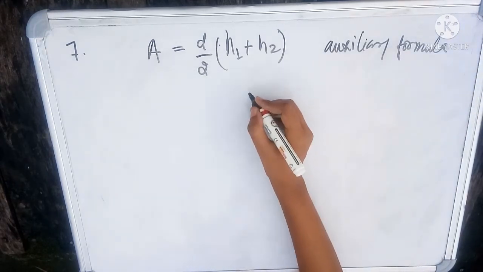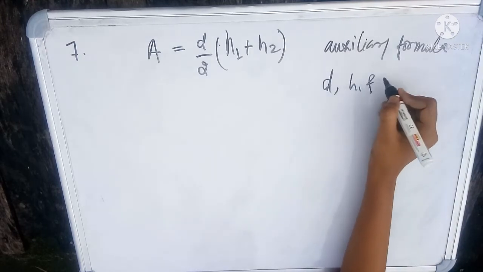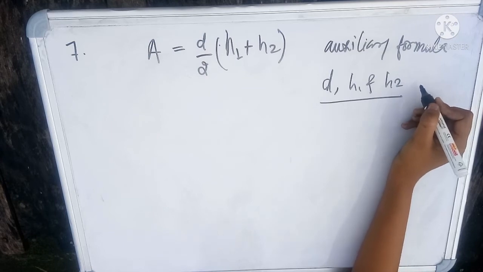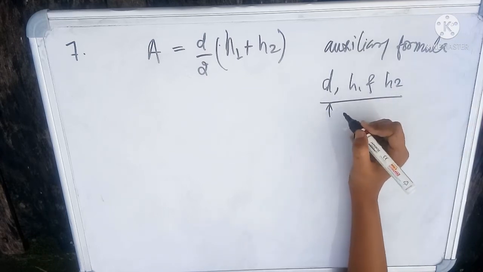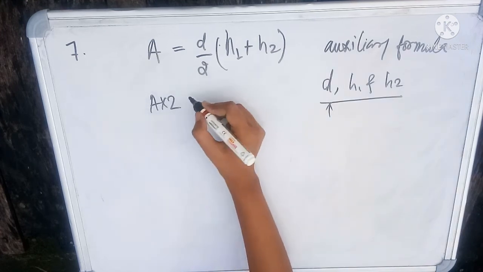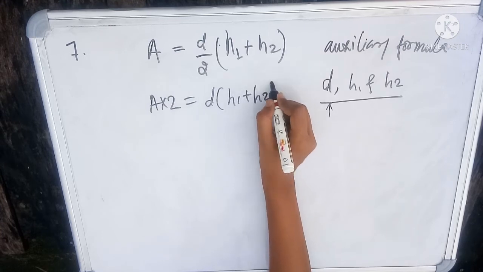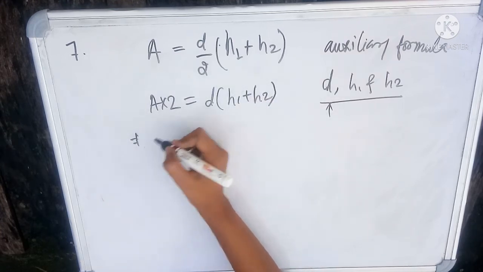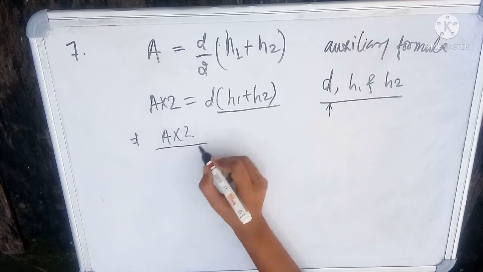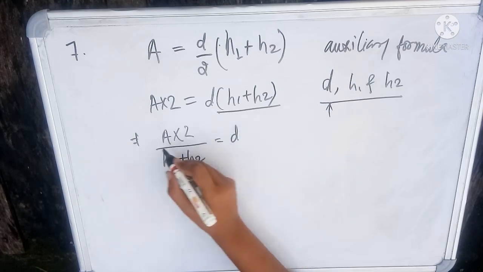So first of all, here we have three variables, that is d, h1 and h2. So we have three auxiliary formulas here. So let us first turn d into the subject. For that, a multiplied by 2 is equal to d multiplied by h1 plus h2. And in the next step, we will transfer this to the other side. Now d is equal to a multiplied by 2 divided by h1 plus h2. So here we have the formula for d.